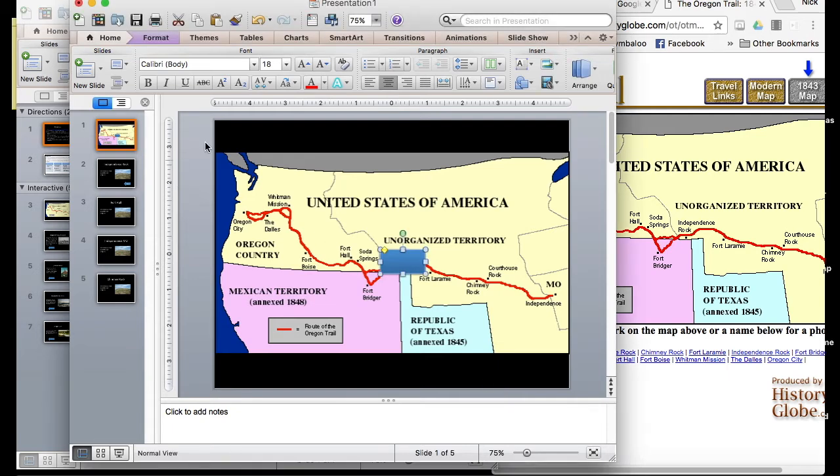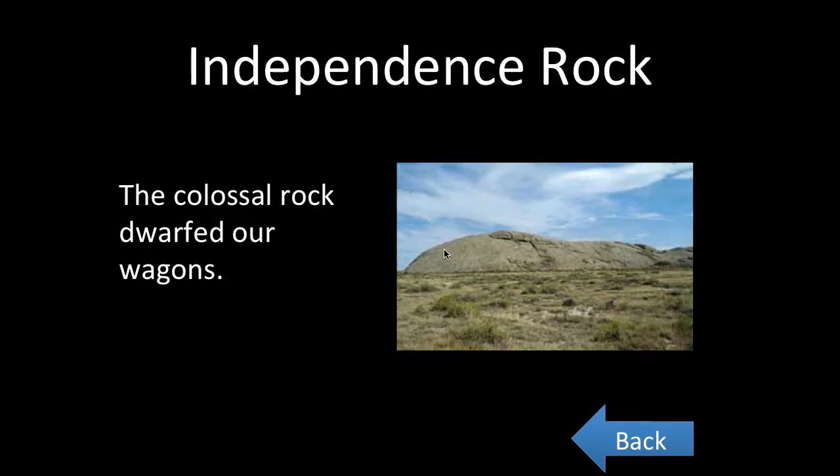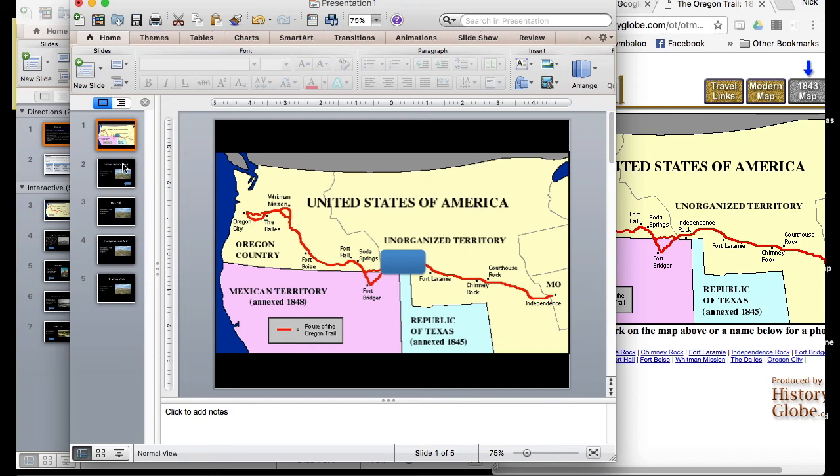So now when I'm in slideshow mode, I have to click this for it to work. If I'm in slideshow mode, if I click on the link, it'll take me to Independence Rock. Magic, right? That's great. So after I'm at Independence Rock, I need to be able to navigate back to my home slide.